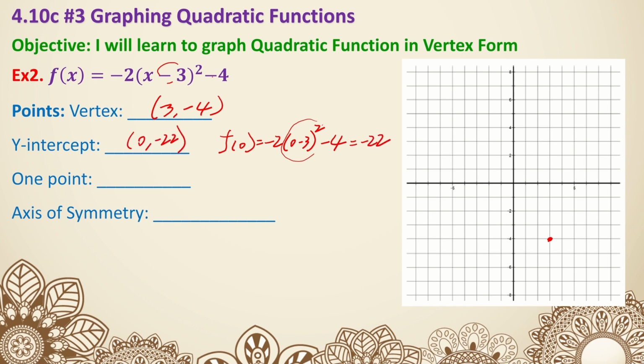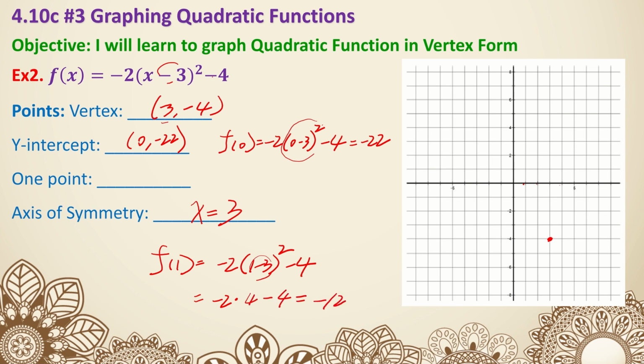Well, our graph is not big enough, so we're going to just find the important points instead of graphing them. X-symmetry is from the vertex, x equals 3. As for the one point, 0 and 3, there's 3 in between them, so you can either do f of 1 or f of 2 or f of 4 or f of 5. So you want to find f of 1, -2 times 1 minus 3 squared minus 4. So it's -2 times -2 squared, which is a 4, and minus 4, so it's -12. 1, comma, -12. That's the one extra point that we can use.